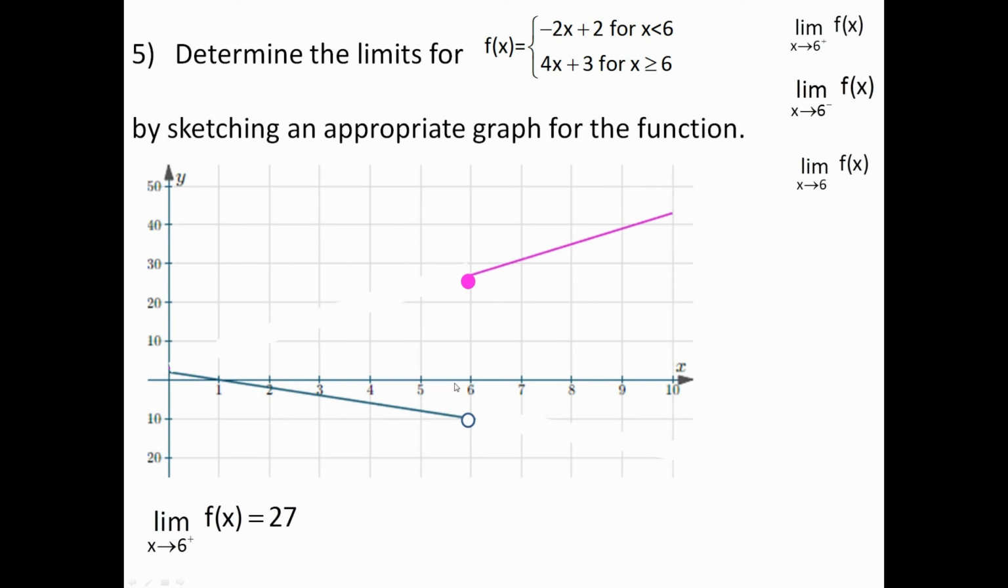Well, as x approaches 6 from below, we're approaching 6 through values of x that are less than 6. So values like 5.9, 5.99, 5.999, that's a sequence of points that's getting close to 6, but all the values are strictly less than 6, and those values are mapped via the function to this line. And as we get close to 6 but are strictly smaller than 6, we will get as close to -10 as we want. So that means this limit is -10.